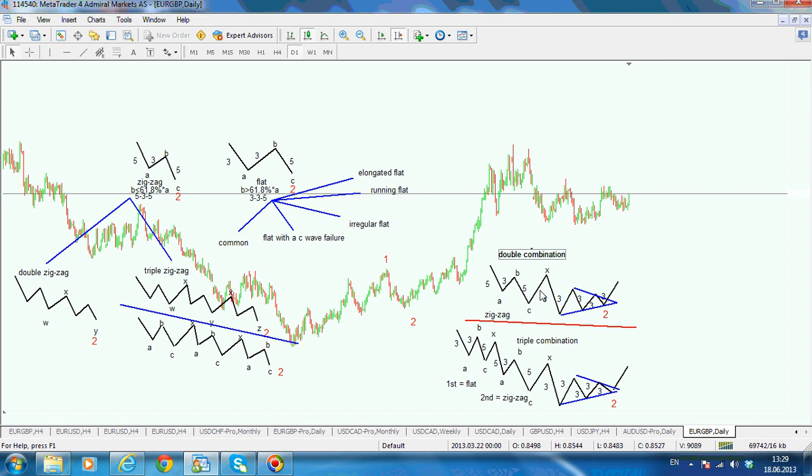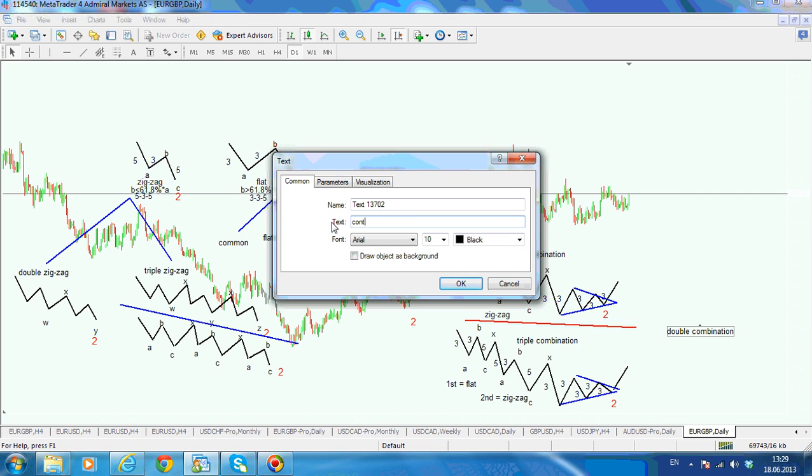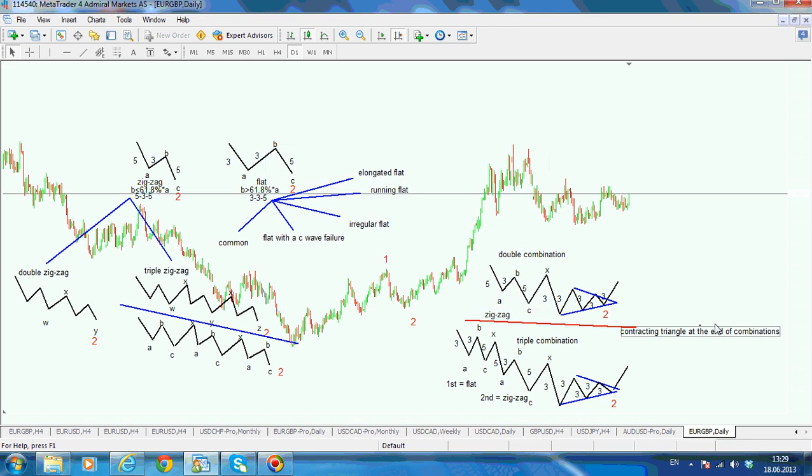let's write here. So, contracting triangle at the end of the correction, at the end of combinations. And this should be your guide, if I may say so, regarding how to label a specific move when you're looking at it being a correction, part of a second wave or part of a fourth wave.